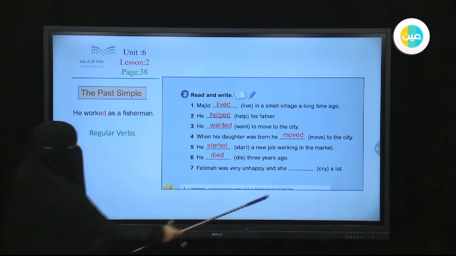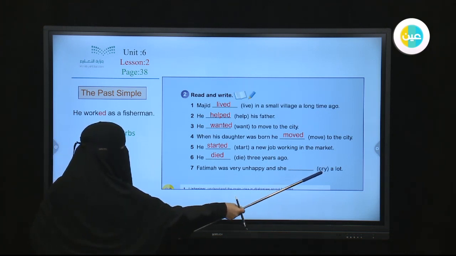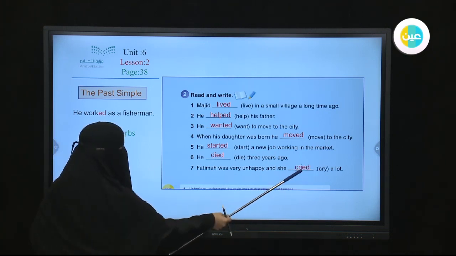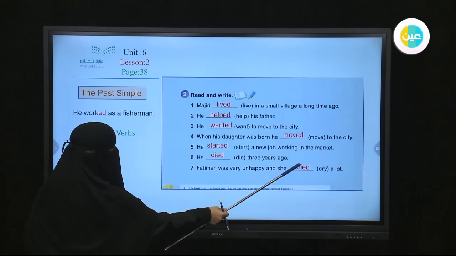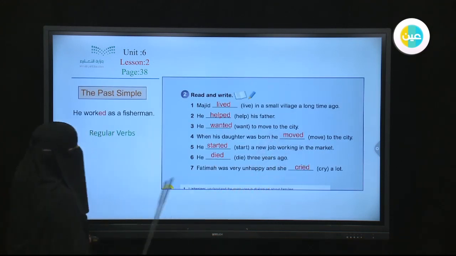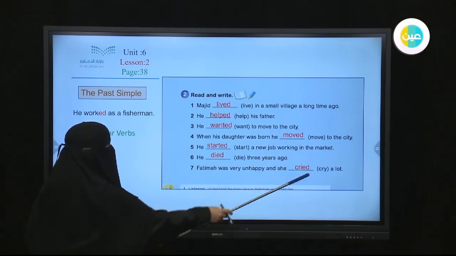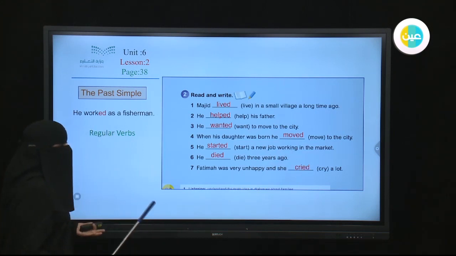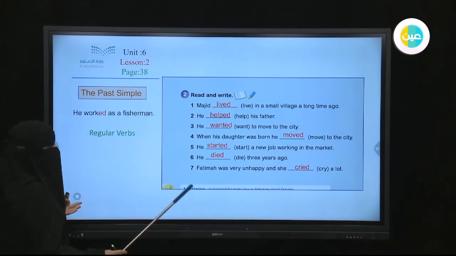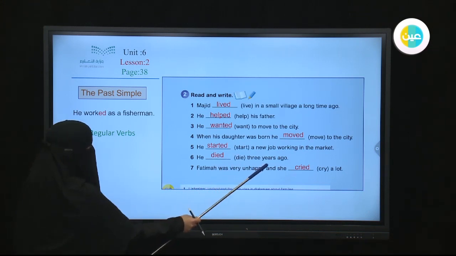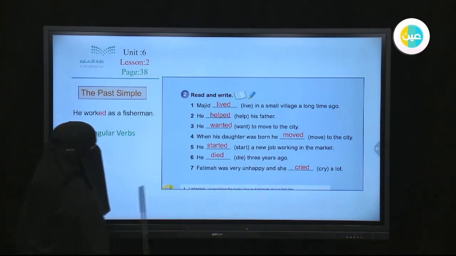Here we have a verb with Y. When we have a consonant and Y, we change the Y to I and we add the ED. When we have, for example, the verb play, vowel and consonant, the Y is after a vowel, so we don't change the Y to I. All right, so here we have cried.